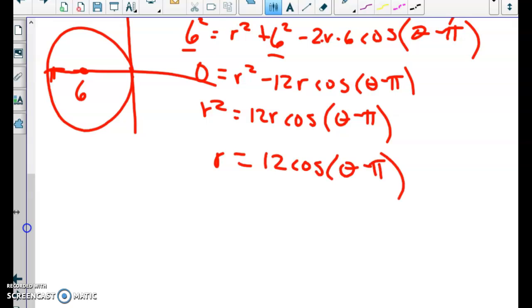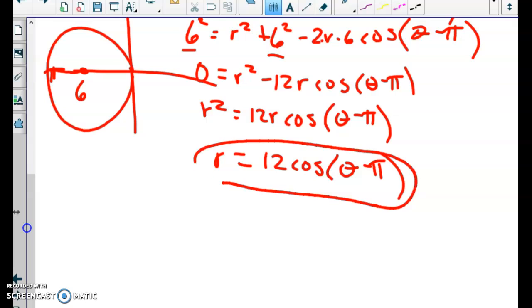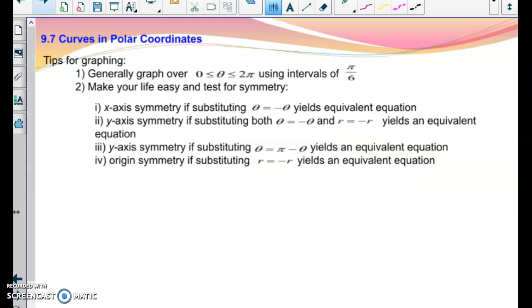And I believe that is an equation in polar form. No x's or y's there, and just an r equals. So I think I did it. All right. So now we can talk a little bit about some 9.7 and tips for graphing.